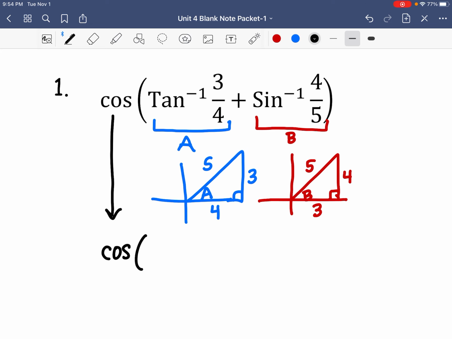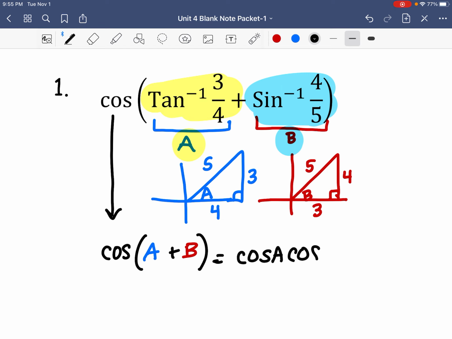Okay, so what do we really have going on here? Our problem still has this cosine, open parentheses, but all this is replaced with A, and all this is replaced with B. So it's really cosine of A plus B. And then we could use our cosine sum formula. Go ahead and expand it out. Write out your formula. Cosine, cosine. Switch it over to minus. Sine, sine.